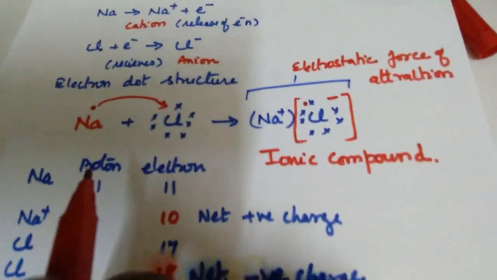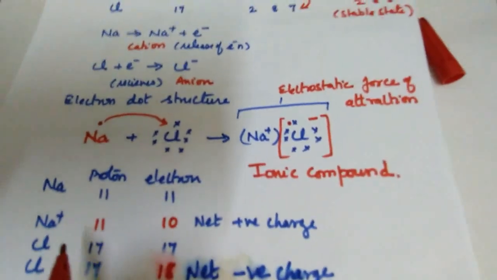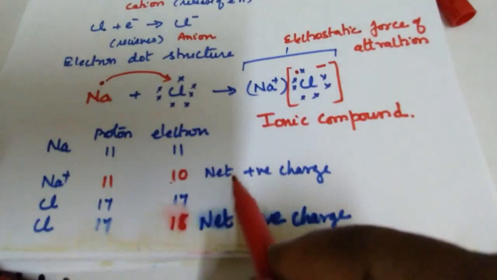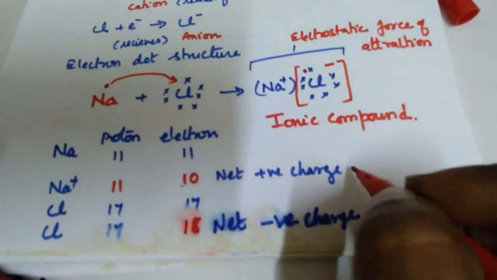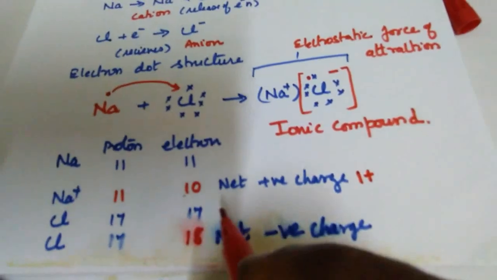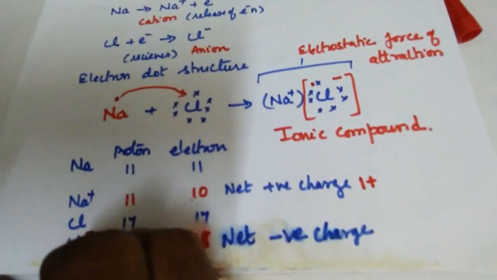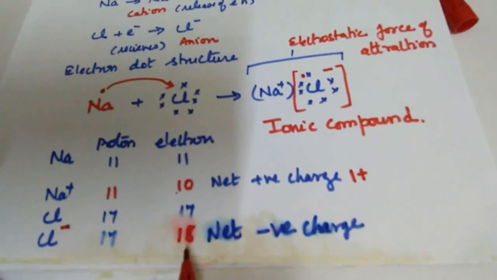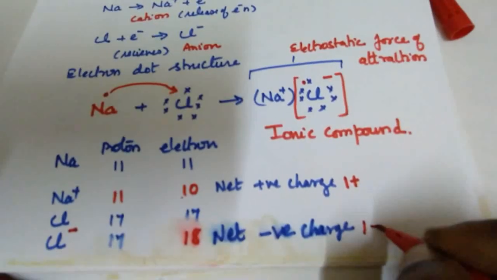So here, sodium has 11 protons and 11 electrons, but for Na plus, protons are 11 and electrons are 10. So the net charge is 1 plus. Chlorine has 17 protons and 17 electrons. For chloride, protons are 17 but the number of electrons is 18. So the net charge is 1 minus.